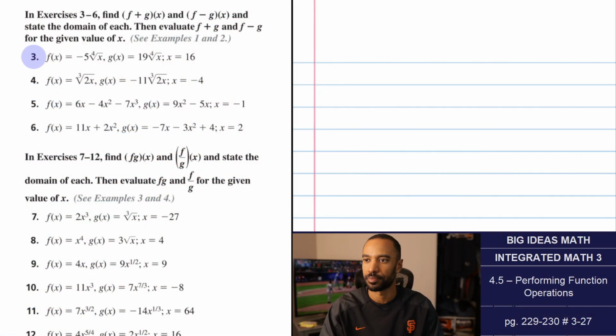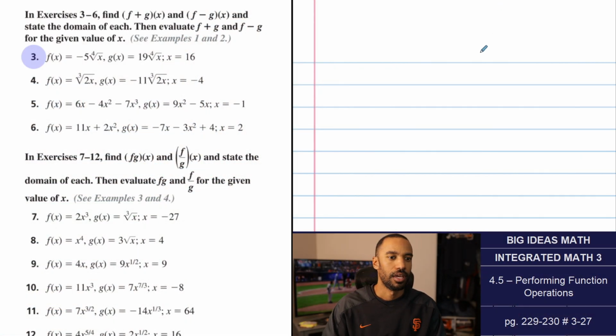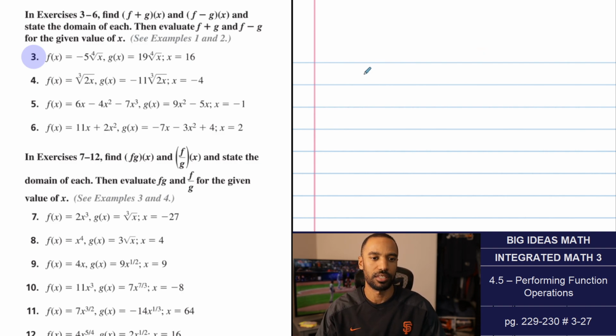All right, guys, we're going to go into the actual problem set itself. Numbers 3 through, what was it again? 27. 3 through 27. Hopefully these will go pretty quickly, but hopefully you learn it as well along the way. Without further ado, I'm going to go ahead and get started. Okay. Get my pen. For 3 through 6, find f plus g of x and f minus g of x and state the domain of each.